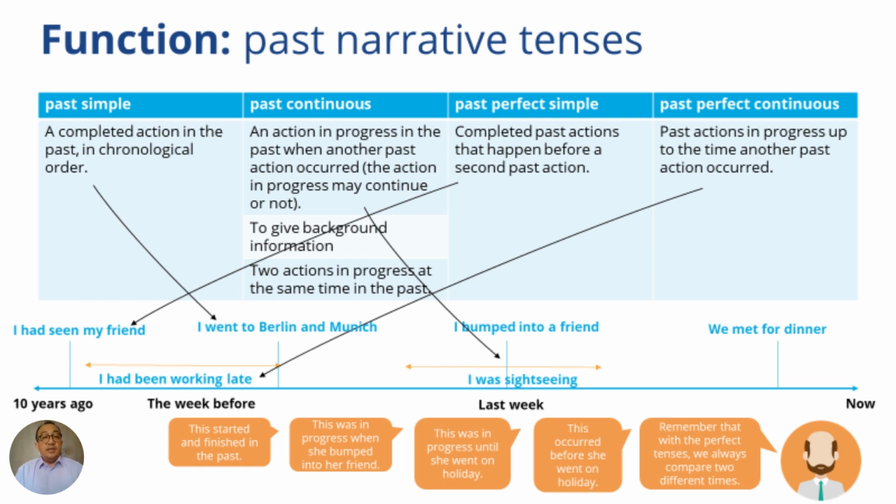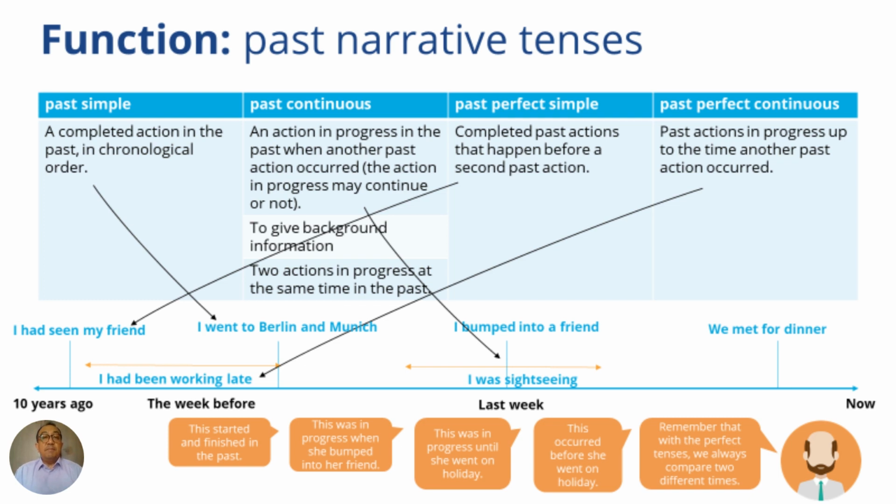The next one is "I went to Berlin and Munich." It is the past simple. The meaning is just a completed action in the past. It was in chronological order. The next one is "I had been working late." That is the past perfect continuous, to show past actions in progress up to the time, up to the specific time when another past action occurred. So during "I had been working late," what happened? Soon after that, I planned to have a holiday.